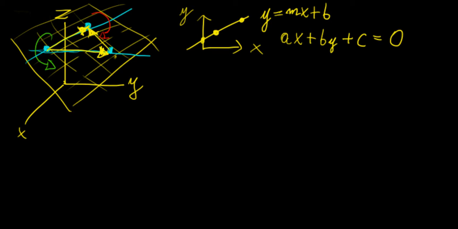Because if you take the cross product of those 2 vectors, you get a normal vector, and that normal vector is going to be perpendicular to both. And if it is perpendicular to both, we know that it is going to be perpendicular to the whole plane.